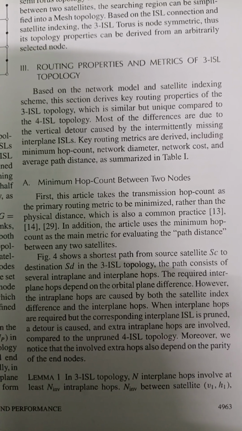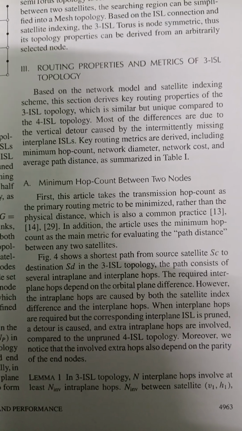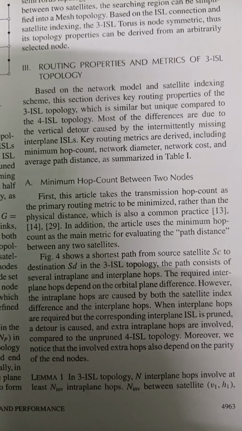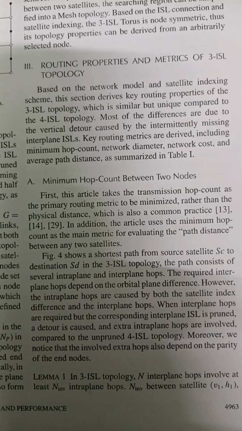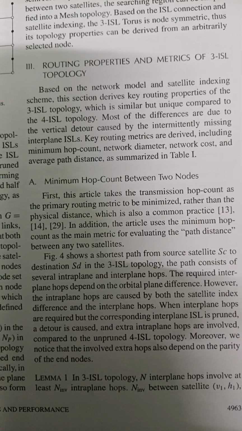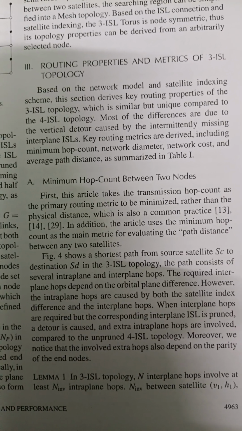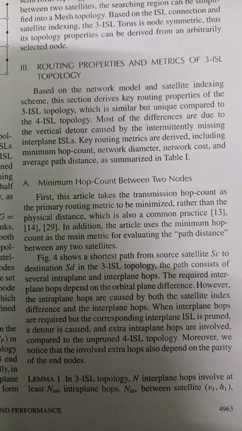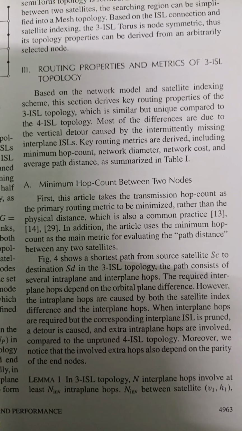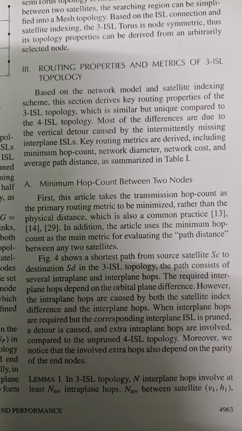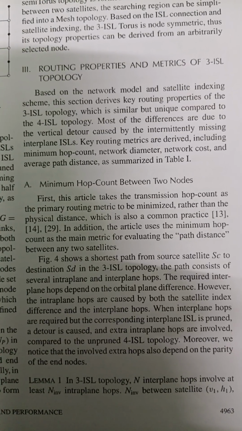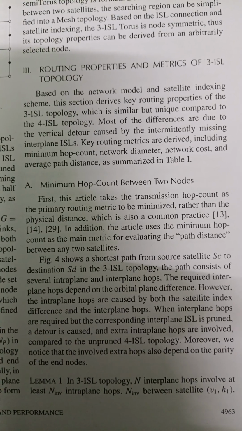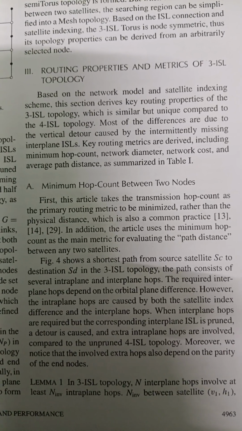Minimum hop count between two nodes. First, this article takes the transmission hop count as the primary routing metric to be minimized rather than the physical distance, which is also a common practice. In addition, the article uses the minimum hop count as the main metric for evaluating the path distance between any two satellites.